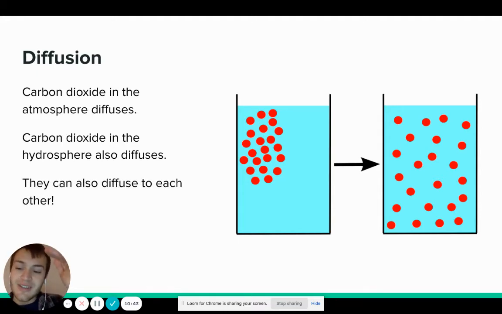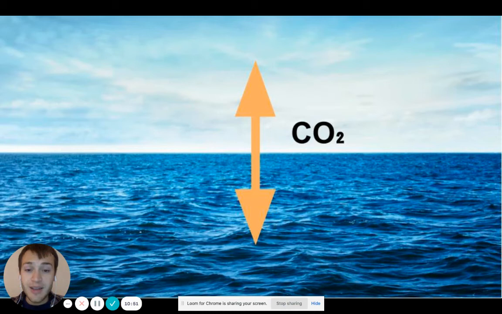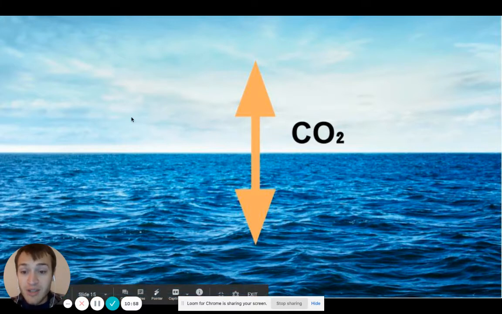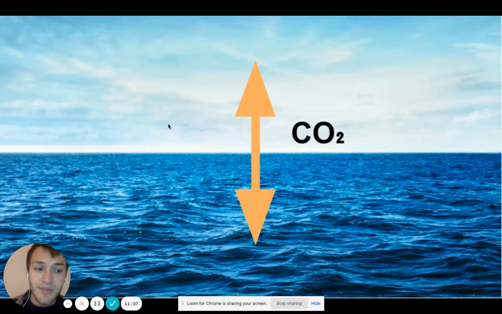But here's the really cool thing. Carbon dioxide in the atmosphere and carbon dioxide in the hydrosphere can also diffuse to each other. The carbon dioxide can actually move from water to air or from air to water until both are balanced, which I think is really interesting. So this is one way that carbon can leave the atmosphere. Carbon leaves the atmosphere and goes to the hydrosphere by the process of diffusion.